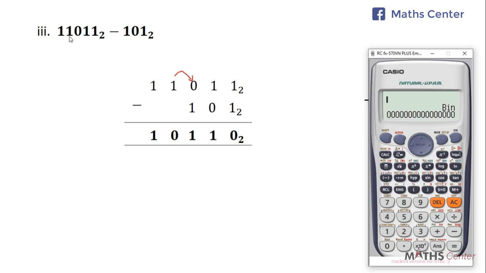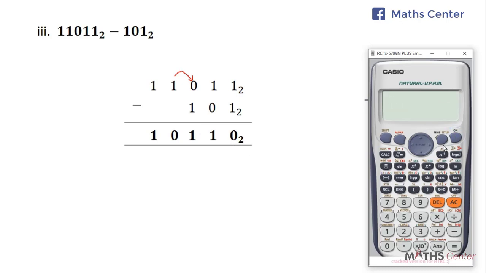We can now enter our question here. So we have 11011 minus 101. You click on equal to, then we start writing our answer from the first significant figure. The first significant figure here is 1. So we have 10110 base 2, just as we have here.